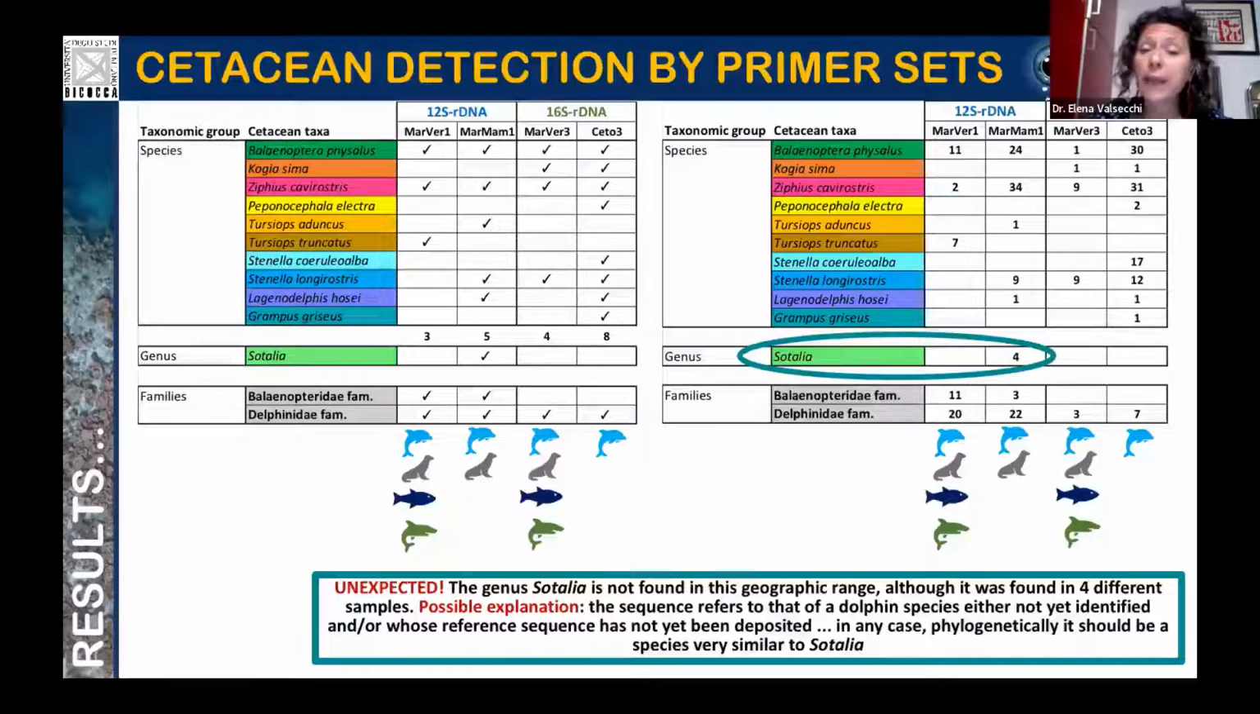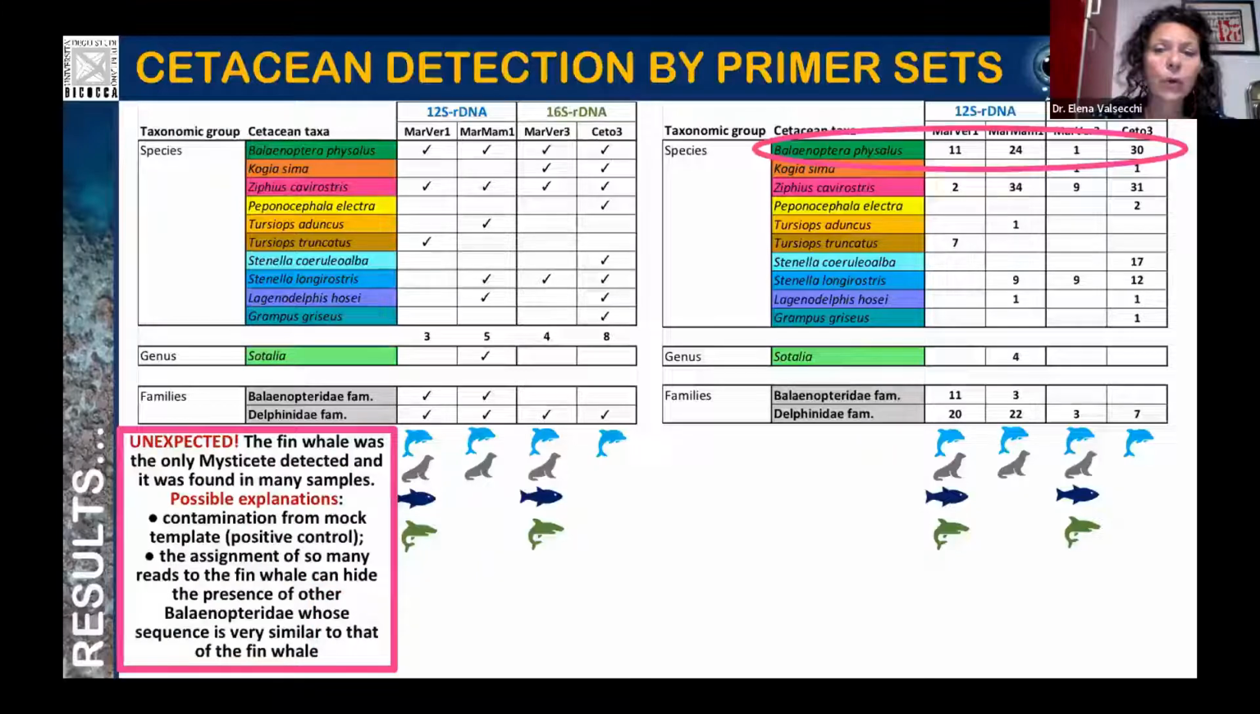A possible explanation from the molecular point of view is that this sequence refers to a dolphin species which either hasn't been identified yet or whose reference sequence has not been deposited. So it would be very interesting to go in depth on this point.